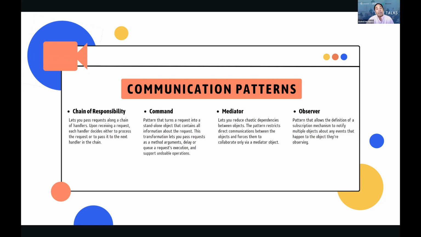The command pattern, which turns requests into a standalone object that contains all information about the request, allowing us to pass the request as an argument, delay or queue a request execution, or support undoable operations. The mediator pattern lets us reduce chaotic dependencies between objects by restricting direct communication between the objects, forcing them to collaborate only through a mediator. And the observer pattern, which allows the definition of a subscription mechanism to notify multiple objects about any events that happen to the object that they're observing.